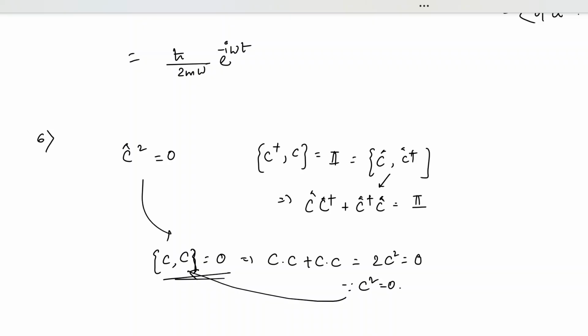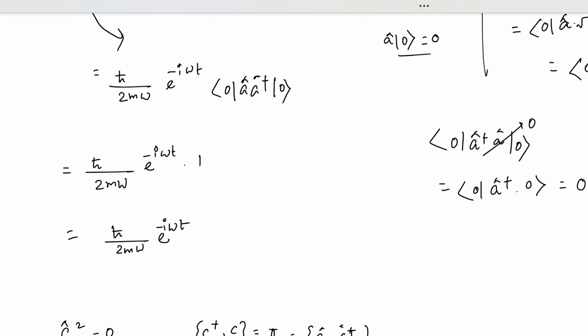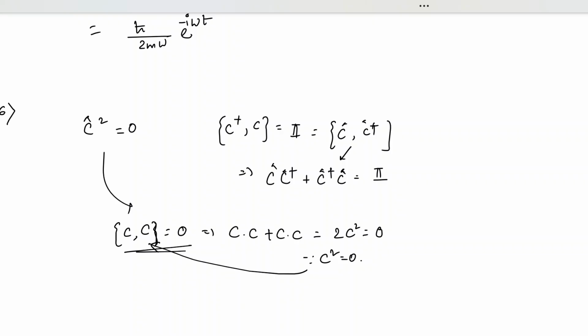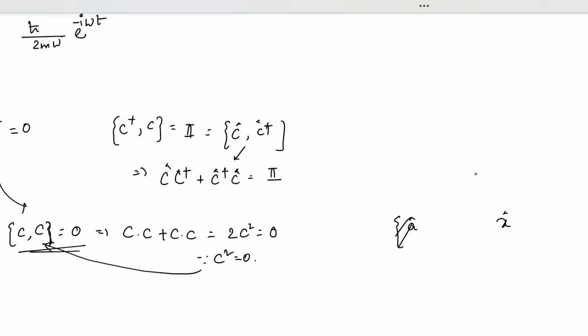So for a harmonic oscillator case, you have the creation and annihilation operators like that, and for that case also you know that this kind of operator relation is satisfied. How you can check is that, for the harmonic oscillator, the creation and annihilation operators are given as a dagger and a.